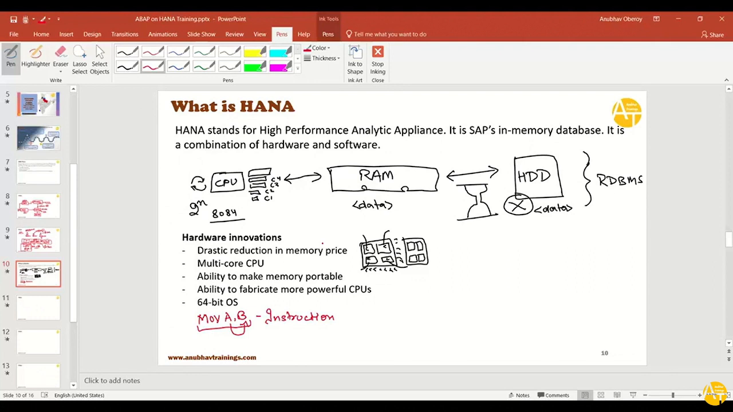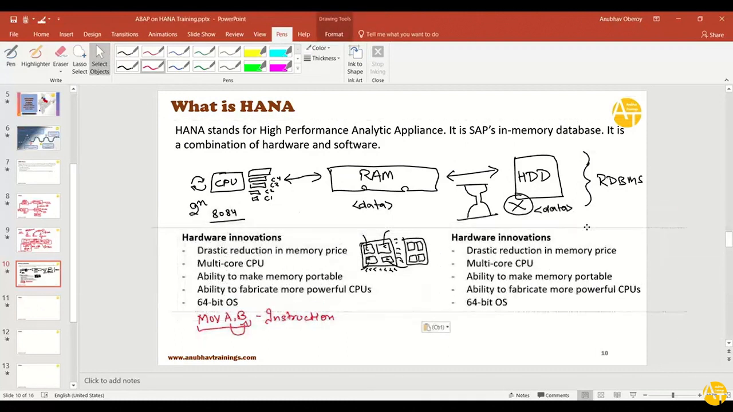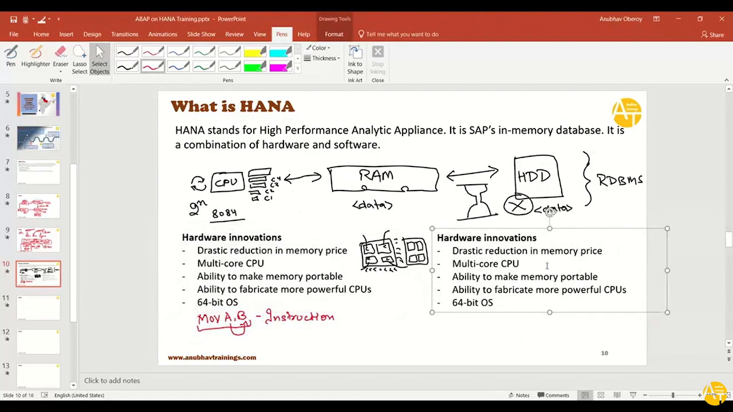So these are some of the great innovations which happened in the industry, which is changing the world forever, and allowing companies like SAP to design, rethink and redesign ERP systems and databases in a way which runs much faster. Coming to the software innovation, as I told you, HANA is an appliance. An appliance is a combination of hardware and software. So there are also software innovations which SAP came up with, which is what made SAP HANA possible.